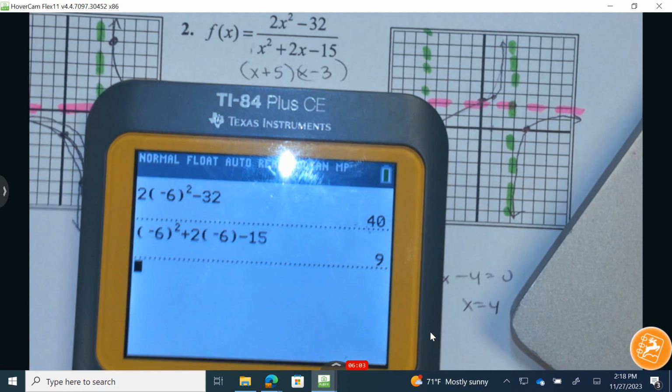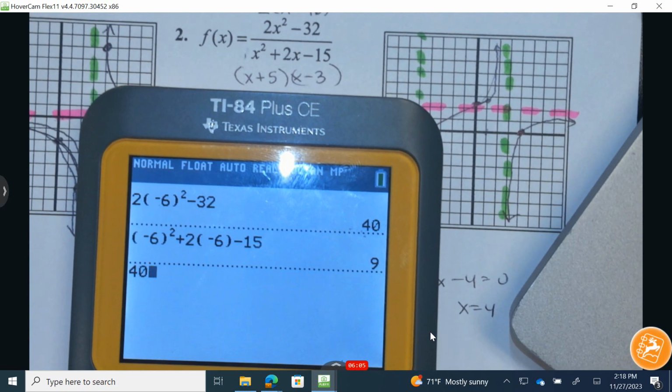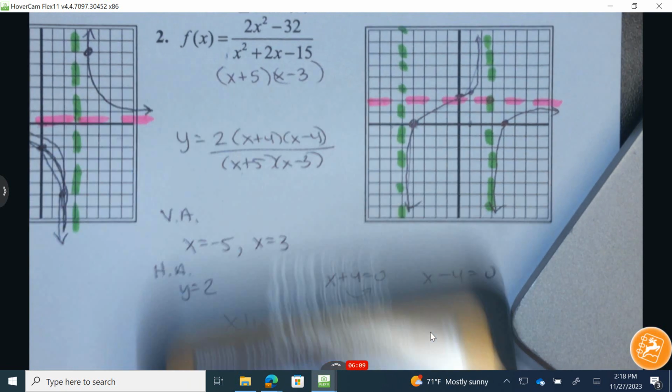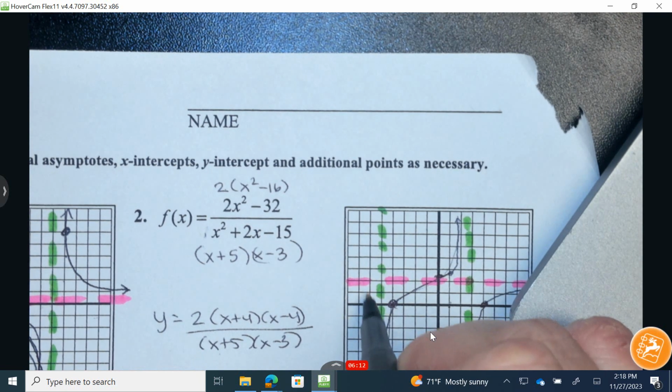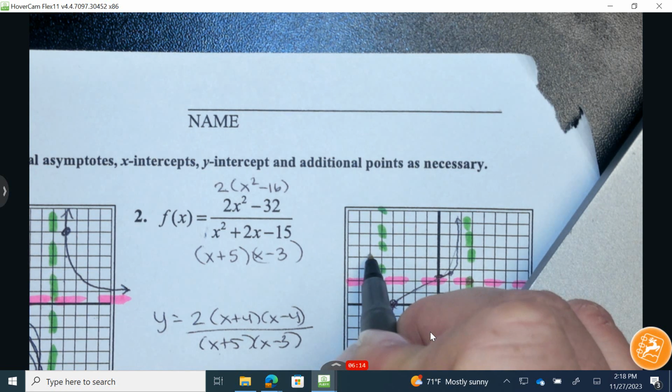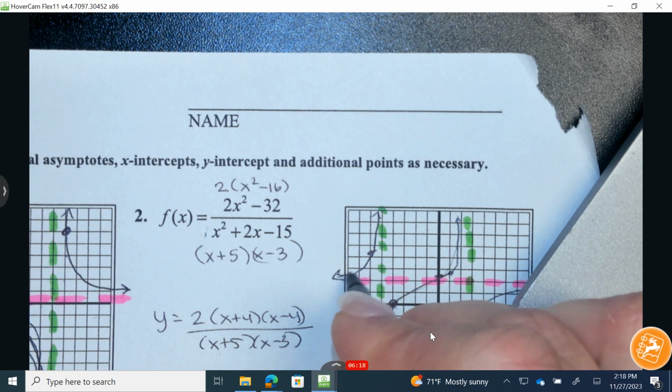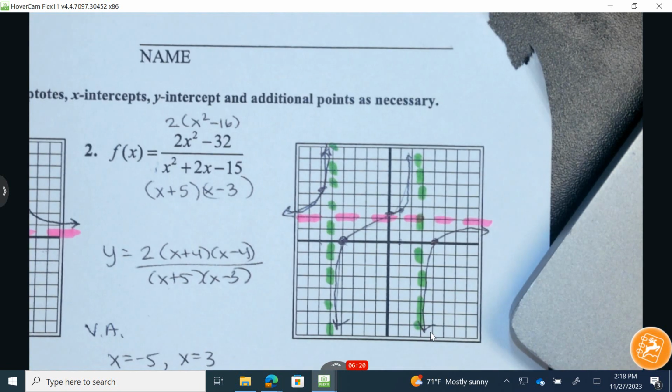I'm going to divide these two. So when I input a negative 6, I get an answer of about 4.4. Okay, so when I input negative 6, I get 4.4. 4.4 is right about there. And that tells me the region that this is in. And there's my rational function.